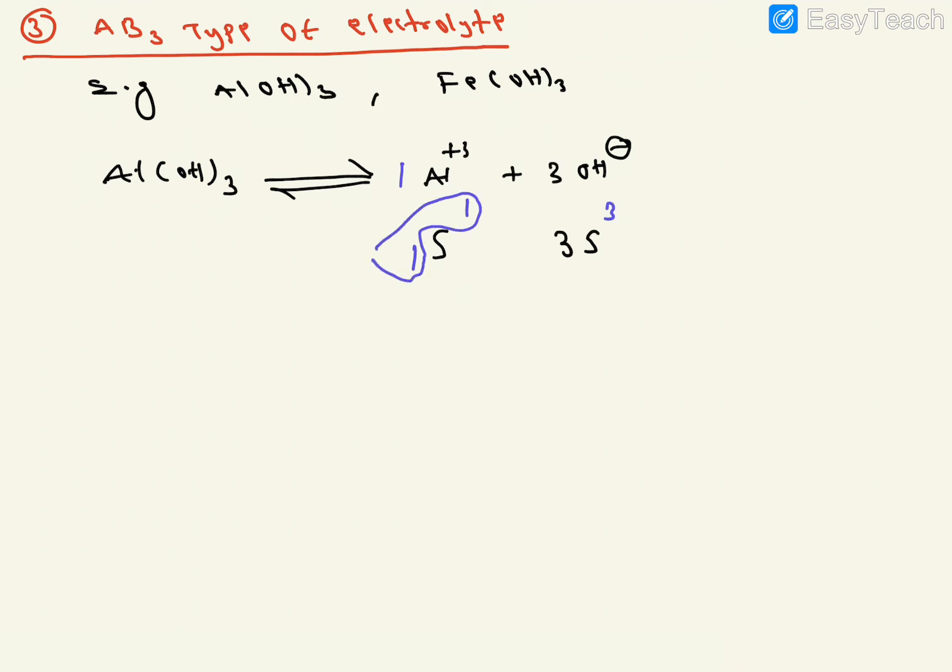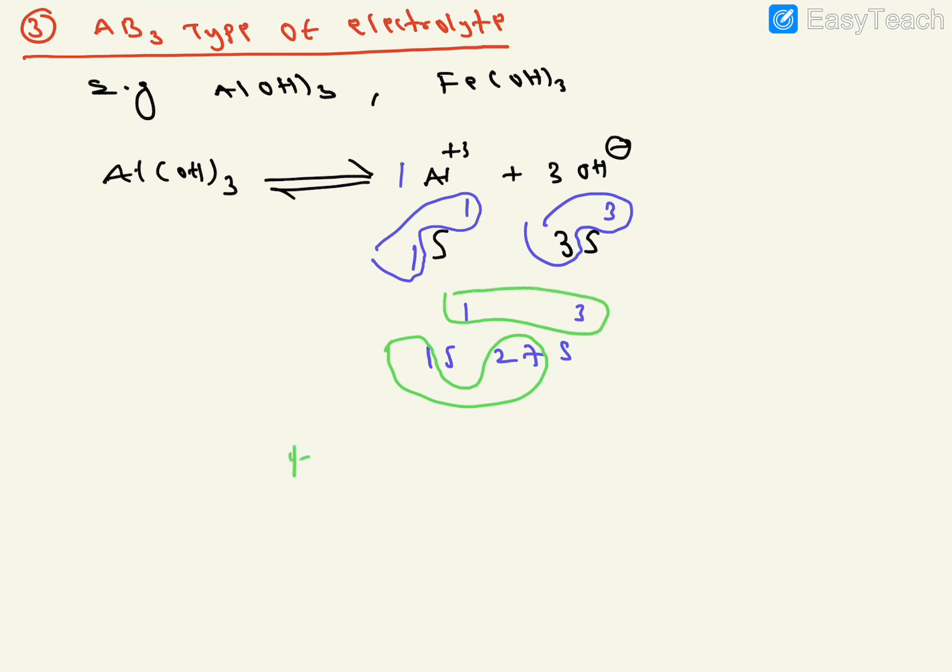So, as I already said, first we have to multiply these two. 1 into 1 is 1, S to the 1, and this is multiplied with 3 to the power 3, cube, that is nothing but 27, S to the power 3. Then these two are multiplied and these two are added, right? What is the resultant here? The KSP is equal to 1 into 27, 27 only, 27 S. And 1 plus 3 is 4.